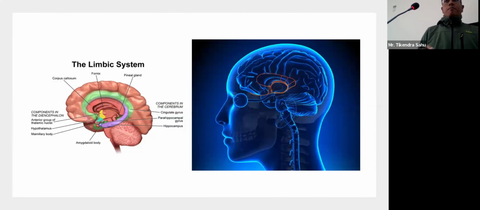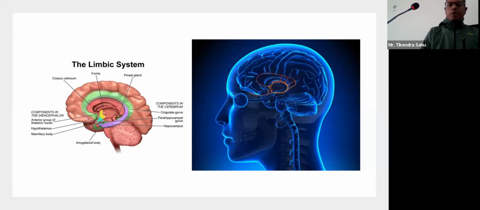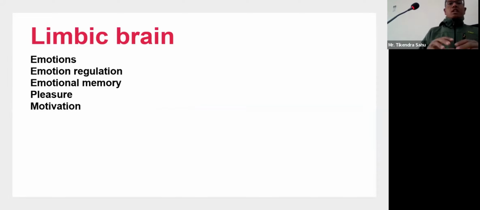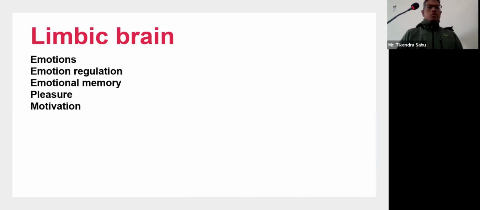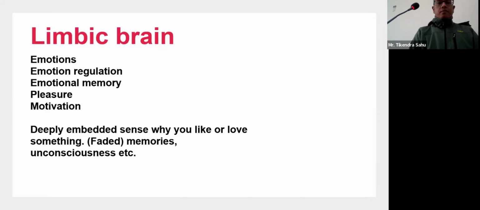Love is actually a part of what we call the limbic brain in your mind. The limbic brain is where everything is stored, but it is not rational. Everything stored there is based on emotions. Emotion regulation, emotional memory, pleasure, and the motivation actually comes from that pleasure or emotions. It is a deeply embedded sense of why you like or love something. Memories, faded memories, unconsciousness, etc.